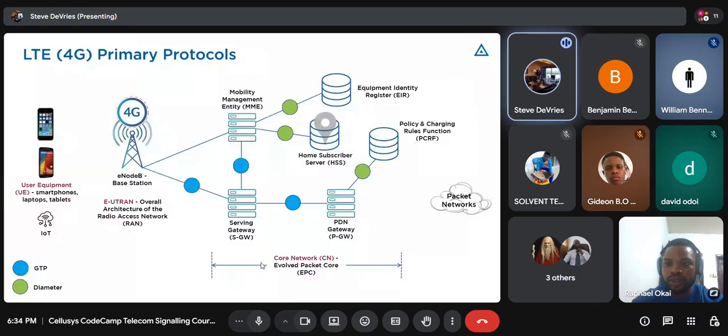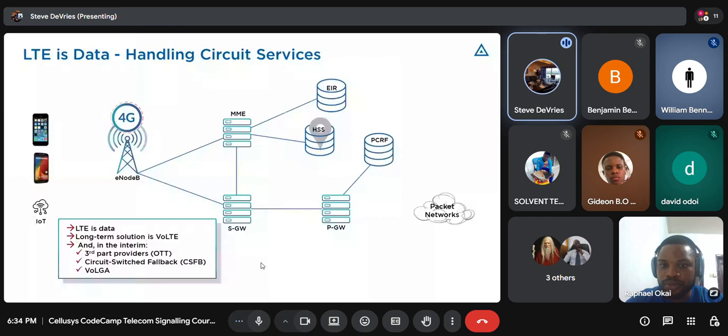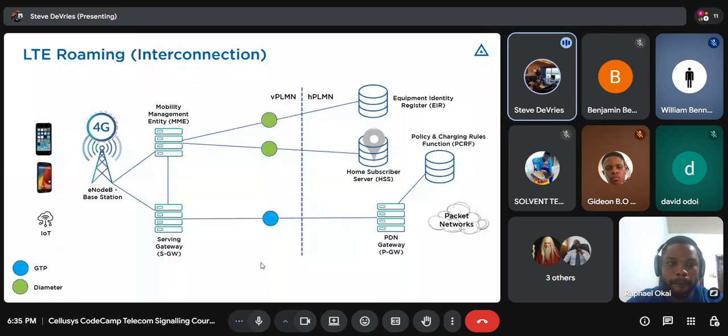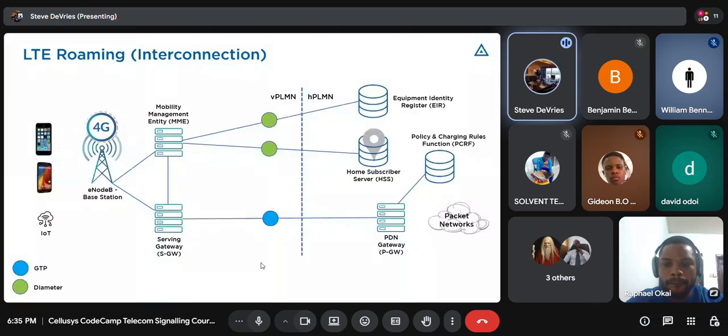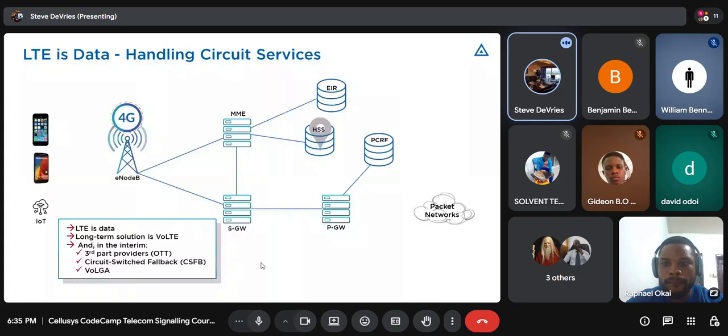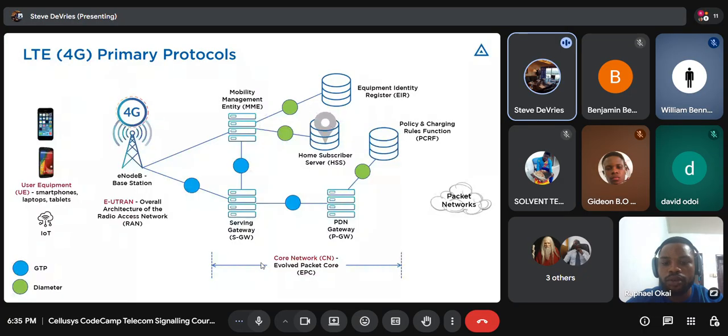Okay, we'll start on Friday. A couple of things we're going to talk about on Friday. We're going to look at interconnection, and we're going to see what about these circuit services? Because circuit services still have to be handled, even though it's a packet-only network. So how do you handle circuit services in an all-IP network? That's what we'll talk about on Friday.